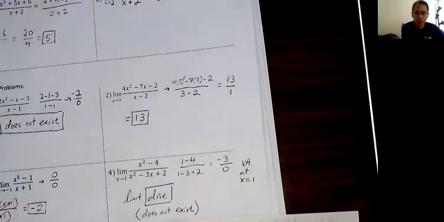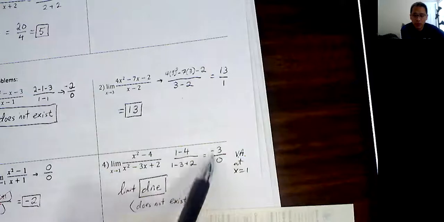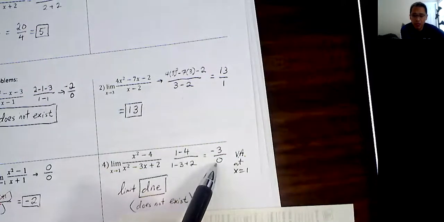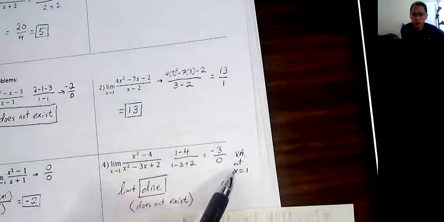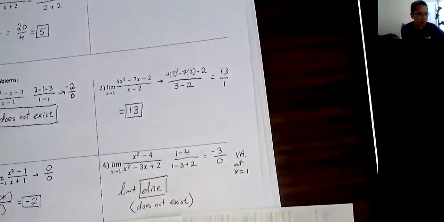All right, number 4. Plug in 1 and we get -3 over 0. We see the placement of the 0 indicates that there is a vertical asymptote. Therefore, the limit does not exist.